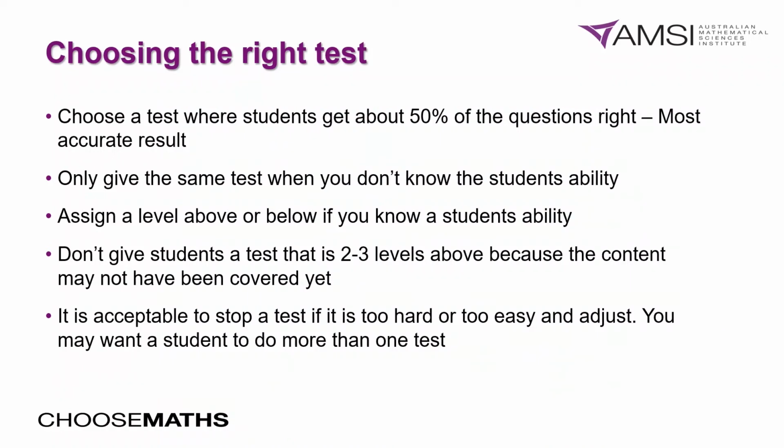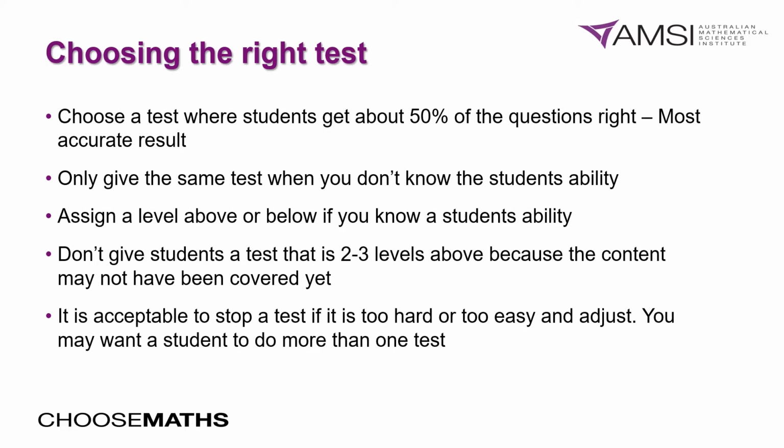You can't really get it too wrong when you're choosing the right test. You want to test whether students are going to get about 50% of the questions right. That gives you the most accurate result. Right, so about half of, I probably shouldn't write percentage because I said don't look at percentages. You want about half of the questions to be right. Only give the same test if you don't know the student's ability.